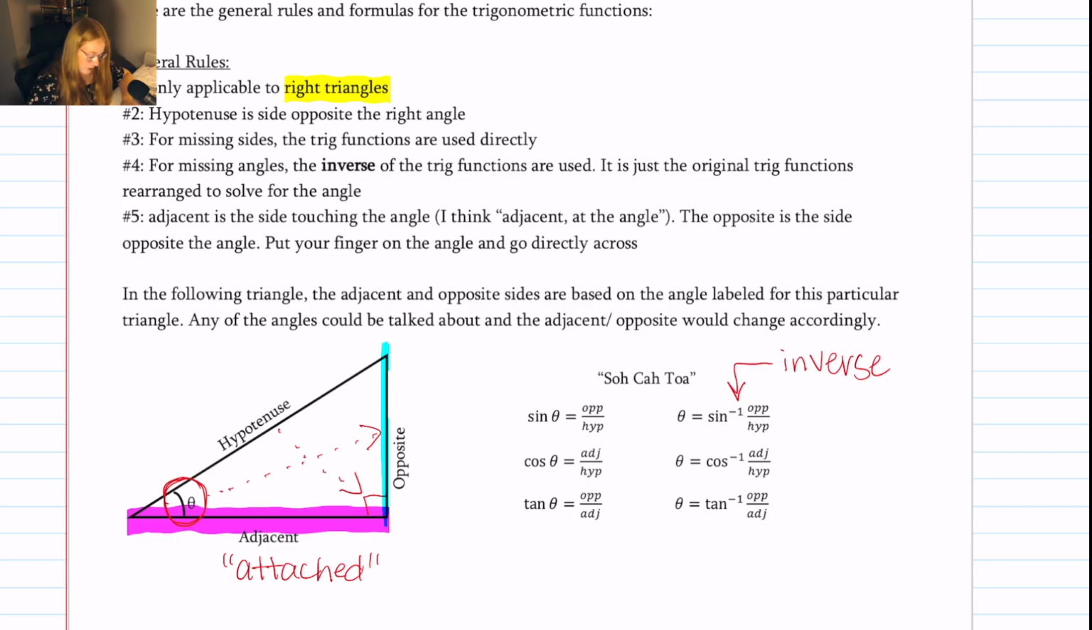So it's all based on the angle. If we had done the angle up on the top right, it would have been a different adjacent and a different opposite, because it's a different orientation in the triangle. So you always want to think adjacent is attached to the angle, and for the opposite, just look across the triangle and that would be your opposite side. So you always want to assign opposite and adjacent when doing trig. Okay, let me clean this up.